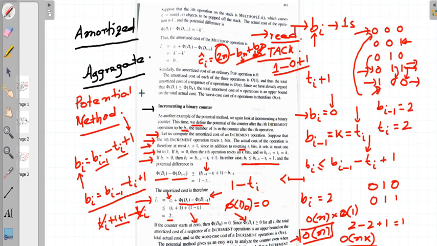Okay, so this is for the potential method. Now we are going on. In amortized analysis, with aggregate analysis we have seen two examples, and with potential methods we have seen two examples.